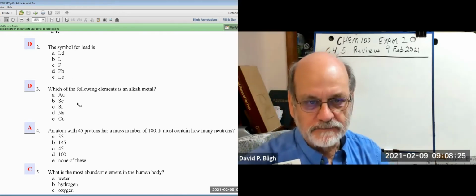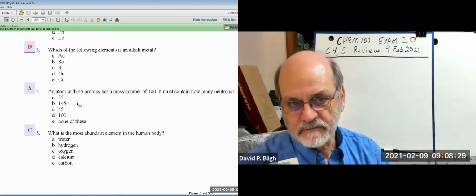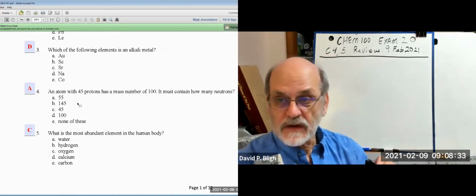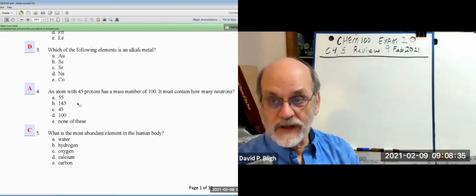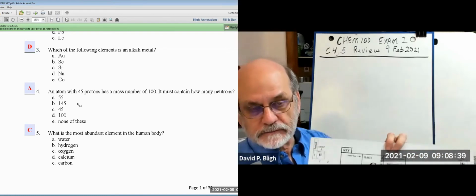How about the next one? This one is a little more cryptic. Which of the following elements is an alkali metal? So you got to know where the alkali metals are. You will have a periodic table available.